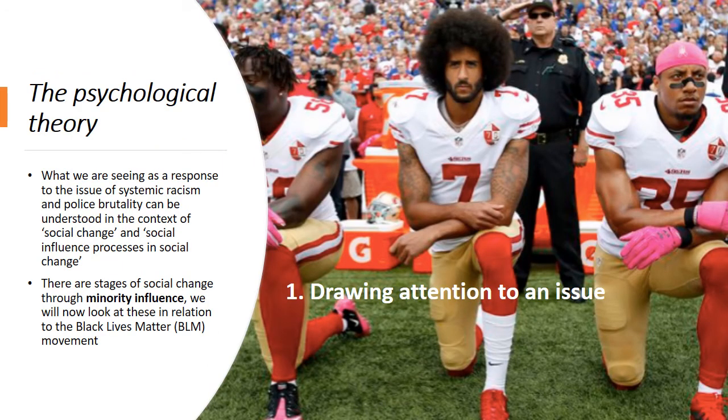You may recall, or you might need to look back at your notes from the social change part of the social influence section to remember that there are 6 stages of social change. We're going to focus on 5 of them here, through which minority influence can occur. This is the way a smaller number of people can change society, or change thinking. The first crucial stage of social change is drawing attention to an issue.